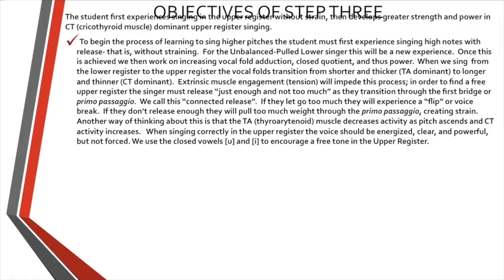Another way of thinking about this is that the TA, or thyroarytenoid muscle, decreases activity as pitch ascends and CT activity increases. When singing correctly in the upper register, the voice should be energized, clear, and powerful, but not forced. We use the closed vowels U and E to encourage a free tone in the upper register.